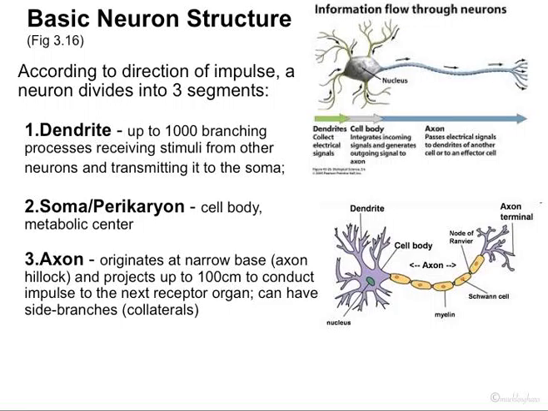That's an extension that could project about 100 centimeters forward. 100 centimeters is about half of your body height, or more than half of most of us. They are the wires, so to speak, that conduct an impulse to the next receptor organ. Again, that's a neuron, a muscle, or a gland. They very often have side branches, and the side branches will be called collaterals.